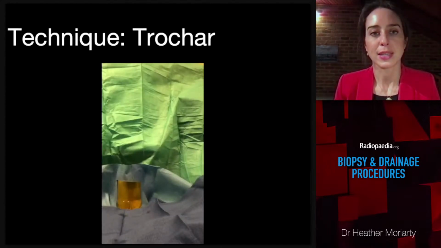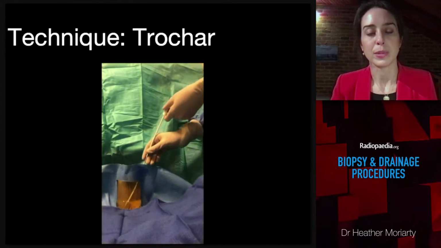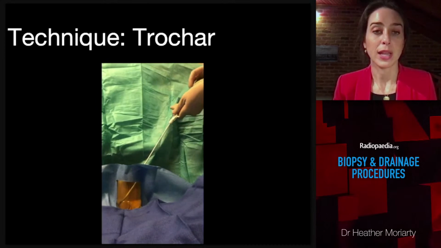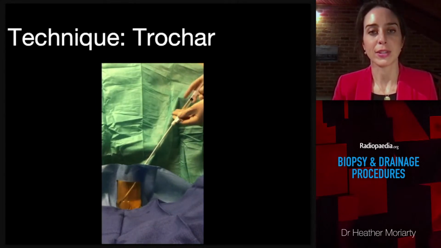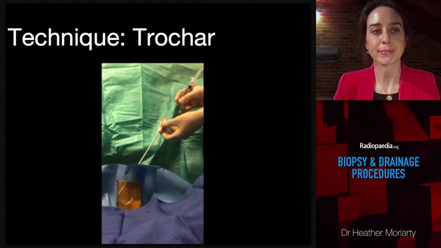Trocar technique is essentially a direct stick with the drain you're placing, so it's great if the tract is very direct or the collection is superficial. You confirm you're in position by aspirating. You have to remove the inner stylet. If you get what you expect, then hold the inner stiffener still and advance the plastic drain off the stiffener to form the pigtail.